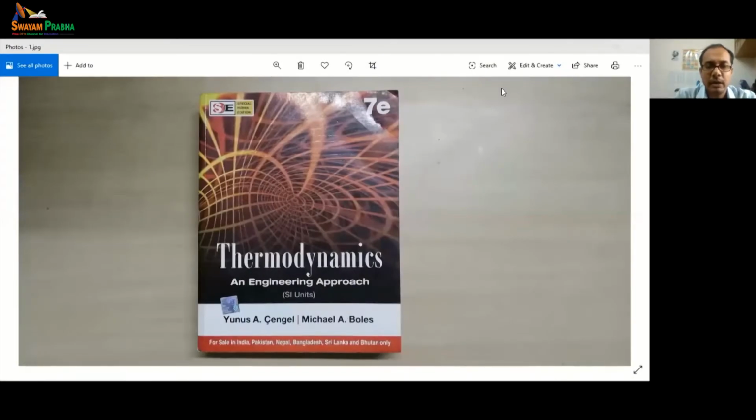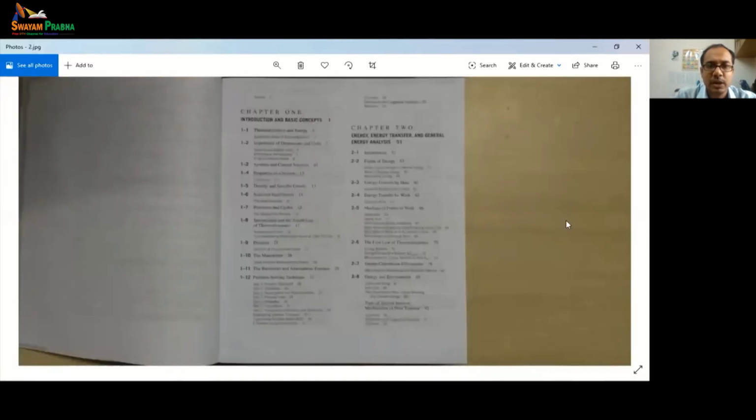Hello and welcome back to the thermodynamics tutorial. This is session 3, and we are going to follow Thermodynamics: An Engineering Approach by Cengel and Boles. That's what we follow in IIT Kanpur for undergraduate thermodynamics teaching. In the last 2 tutorials we covered the first 2 chapters from this book. The first was introduction and basic concepts, and the second was energy transfer and general energy analysis.